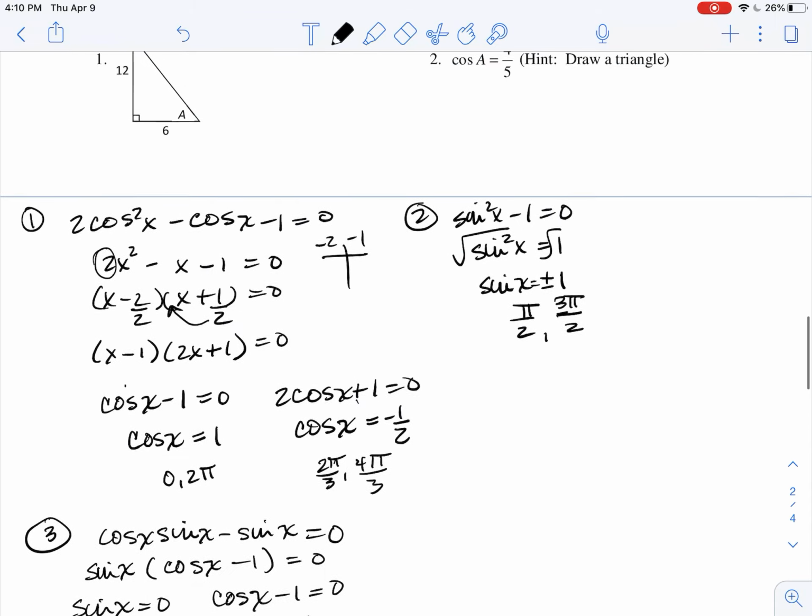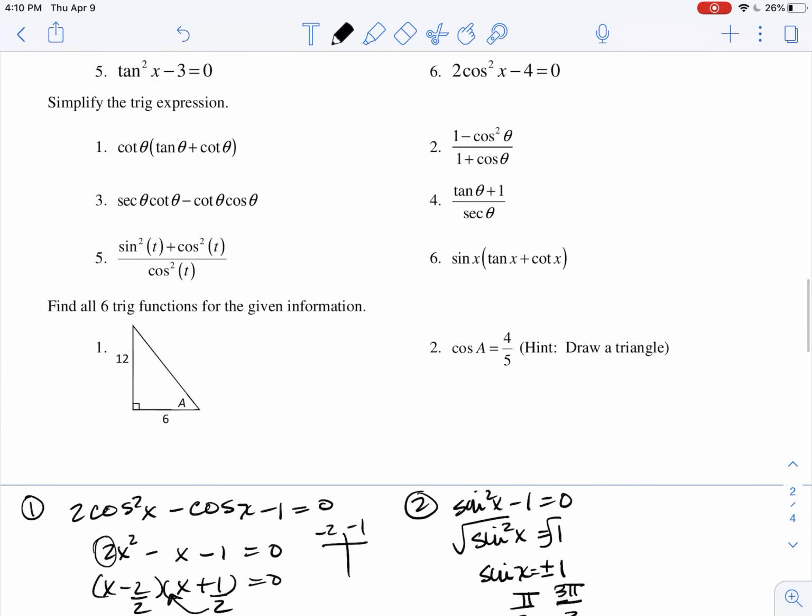Okay, let's see if there's any more that we want to go through. Number 5, immediately when I look at number 5, that's a Pythagorean identity. Sine squared plus cosine squared. This is just 1 over cosine squared t, which is just secant squared t, and that one's done. That's kind of an easy one. Let's take a look at least one more, number 4.